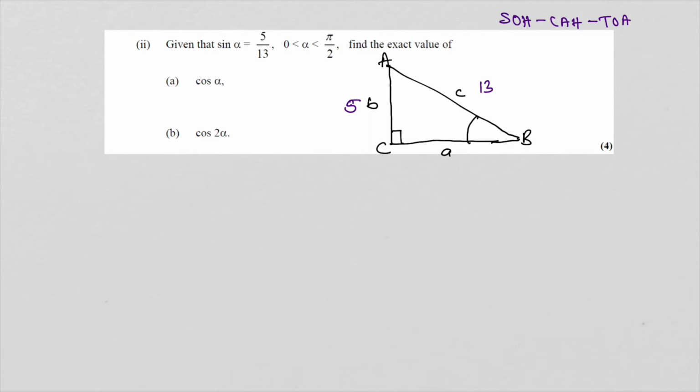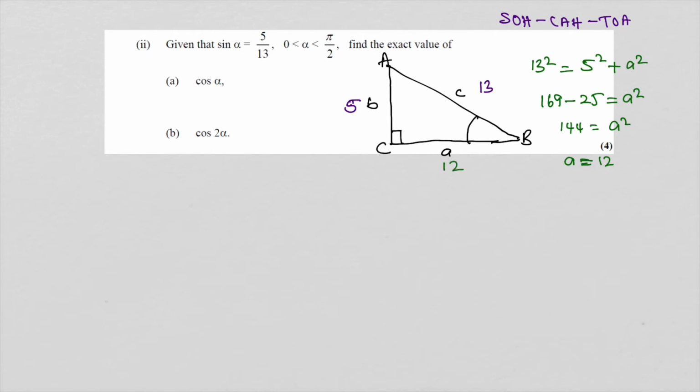If we use Pythagoras theorem, we can find the side A. And the Pythagoras theorem says that 13 squared will be equal to 5 squared plus A squared. And 13 squared is 169 minus 25 equals A squared. And that's 144 equals A squared. Therefore, A equals 12.